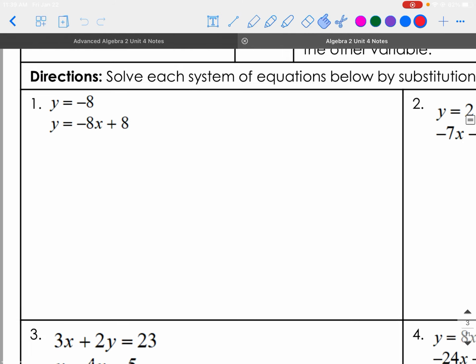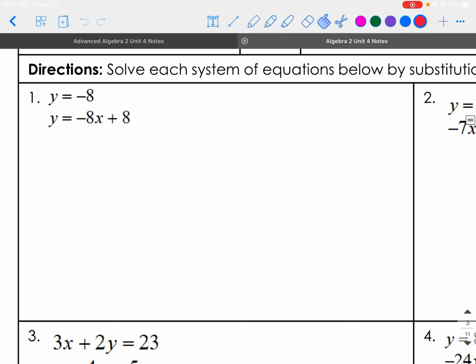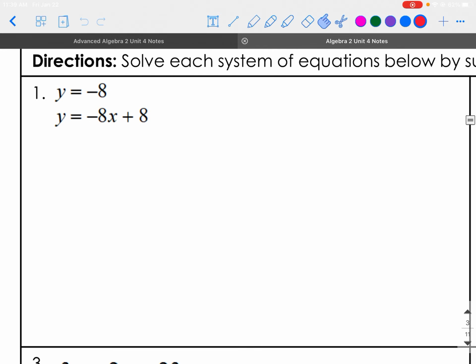So this method, solving by substitution, we have to get at least one of the equations to be either x equals or y equals. So in number 1, we actually have both of them already at y equals. So let's just take the first one. It doesn't matter. Take the first one, and whatever y is equal to, I'm going to draw a box around that. So since y equals -8, I draw a box around -8.